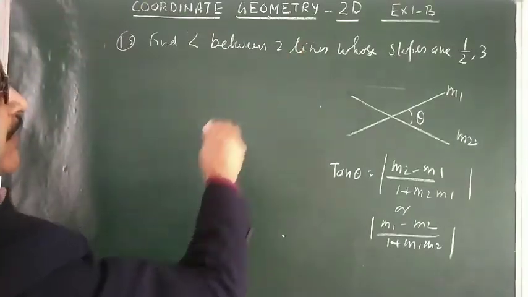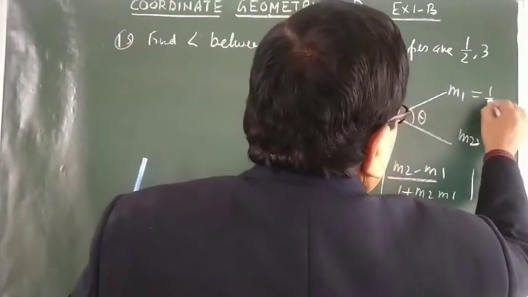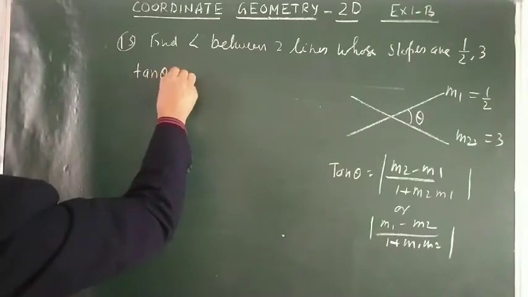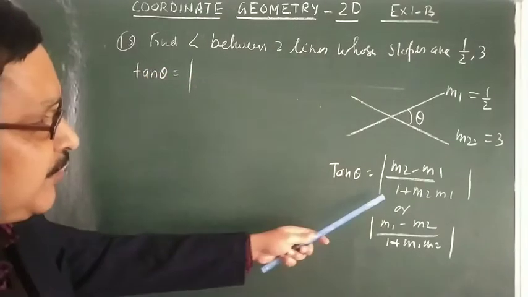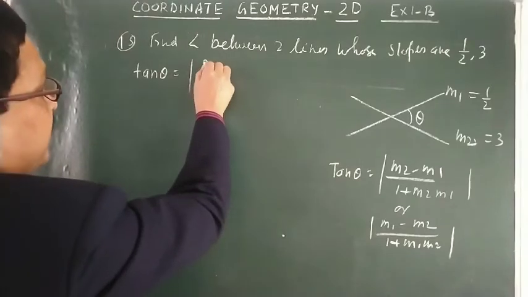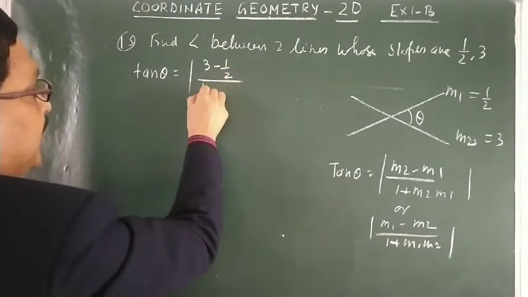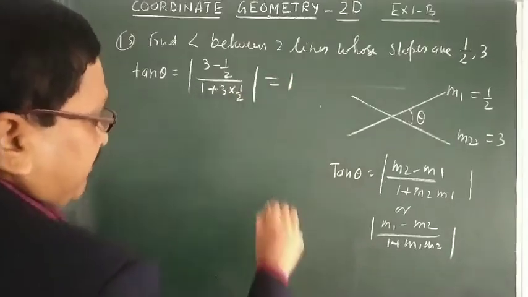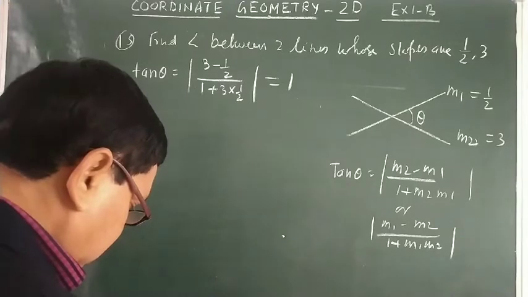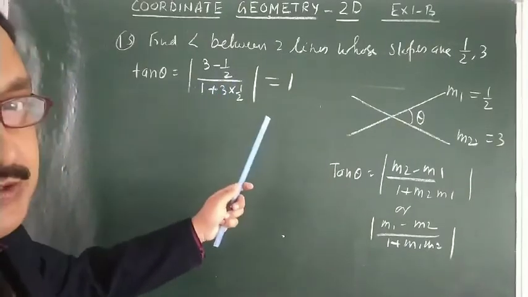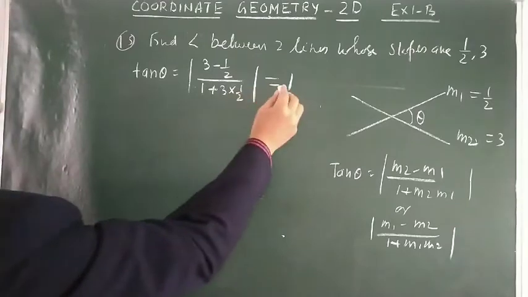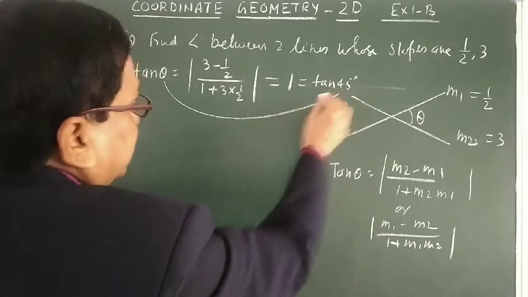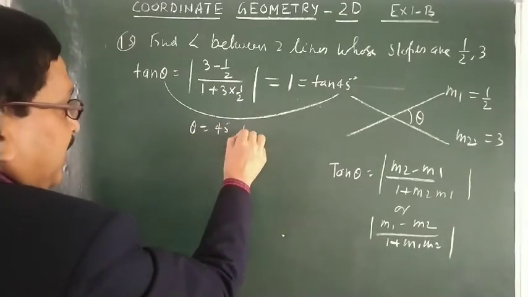The slopes are given already. This is 1 by 2 and this is 3. So tan theta is equal to the absolute value of, putting in this formula, (3 minus half) by (1 plus 3 into half). When this is simplified, we get 1. Now 1 is equal to tan 45 degrees. So on comparison, theta is equal to 45 degrees. Answer.